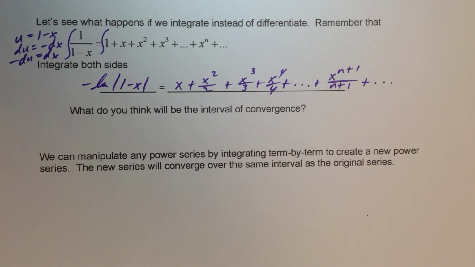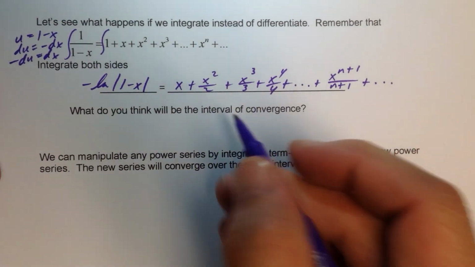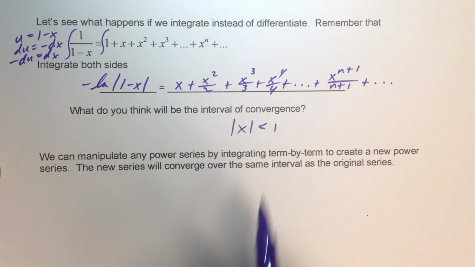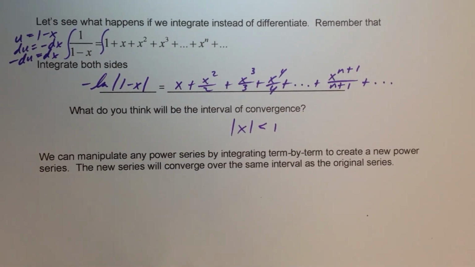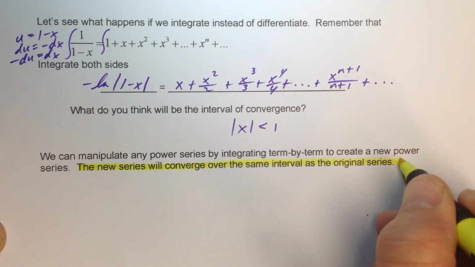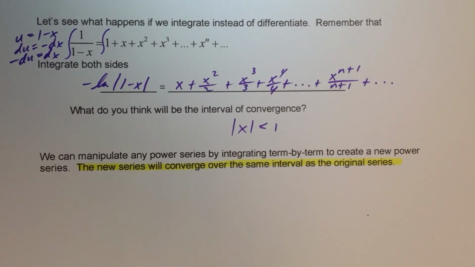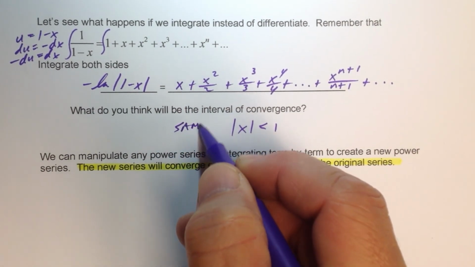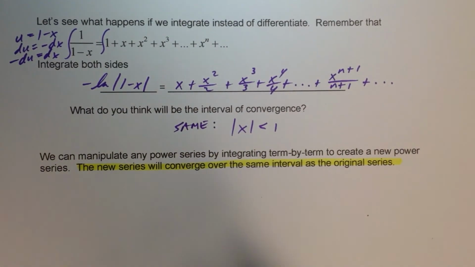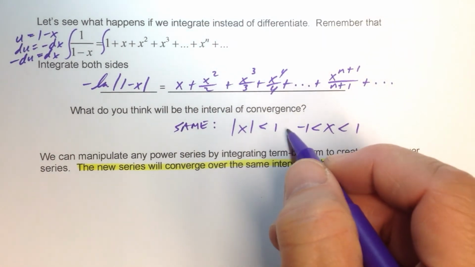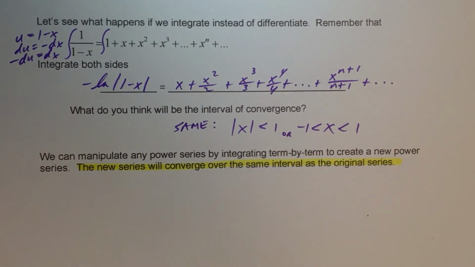Okay, so what do you think will be the interval of convergence? Well, if you thought that the interval of convergence would be the same as the original series, then you'd be right, because we already talked about that. The new series will converge over the same interval as the original series, and we already know the original series' interval of convergence is that. So we have the same thing. And if you like to write it like this, go right ahead. Those mean the same thing.